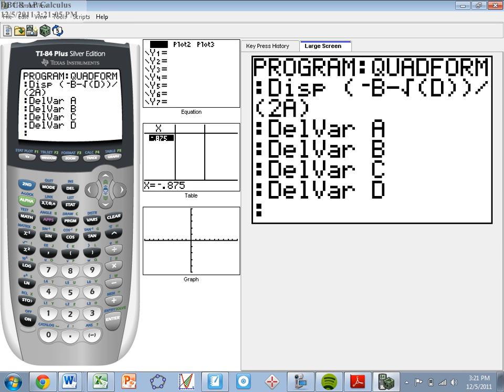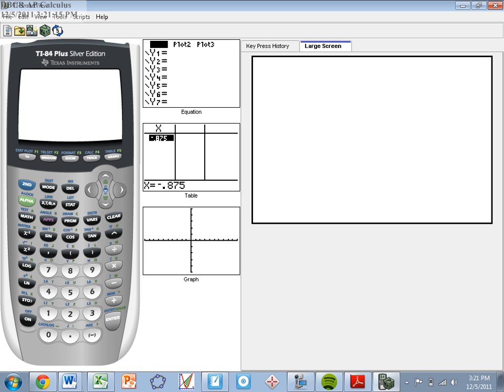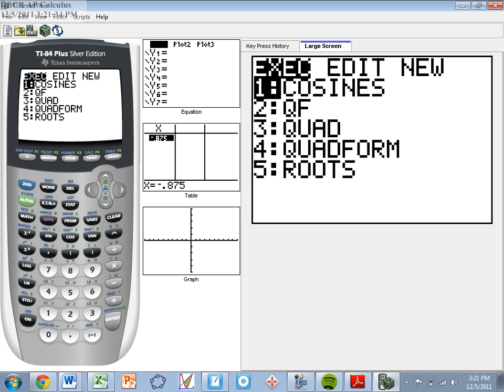Now, press the following. Press second, then press quit. Get out of this program. Quit is above mode, so press second mode. All right. Now, we programmed it once. You will never have to program it again for the quadratic formula. Now you just have to enter the numbers in. So, press program. I don't have to go down because mine is called quad form, but whatever your program is called, hit enter on it.